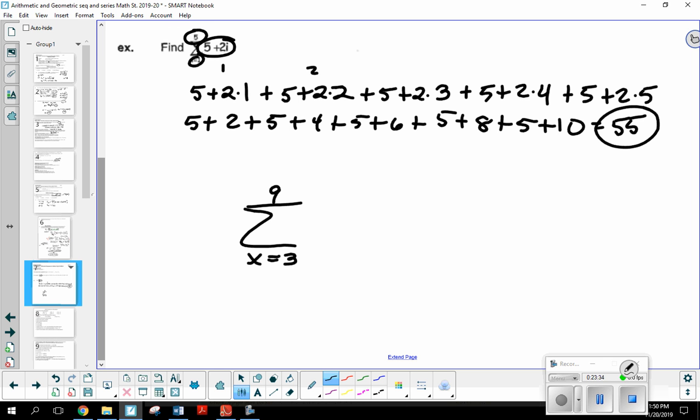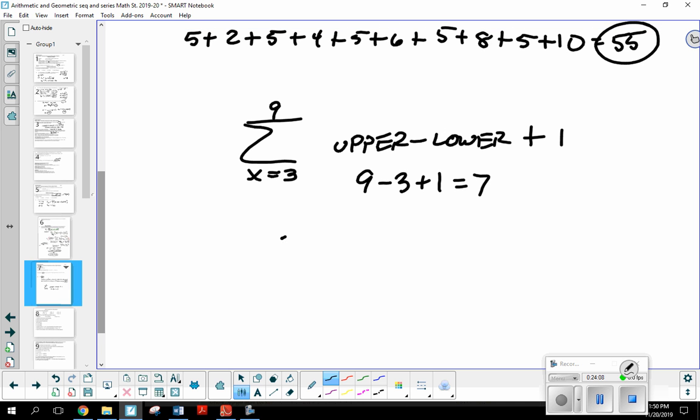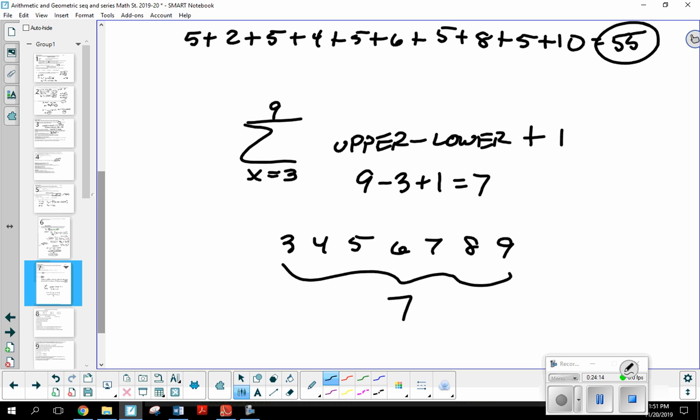What a lot of people tend to do is just subtract the upper minus the lower, so they'll say 9 minus 3 is 6. But if you do that, you're going to subtract off the very first term that you want to start with. So there's a pattern here: you take the upper, subtract the lower, and then make sure to add 1 at the end, so you always have the correct number of terms. Here, 9 minus 3 plus 1 gives me 7. And if you look at the sequence, 3, 4, 5, 6, 7, 8, 9, there are indeed 7 of those. It's really easy to forget that.